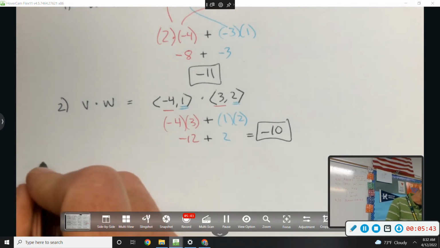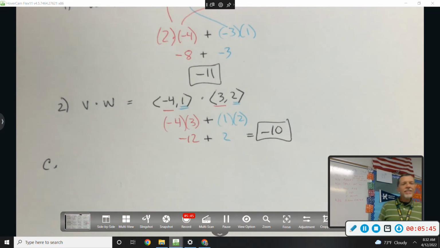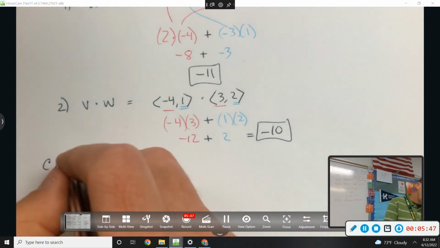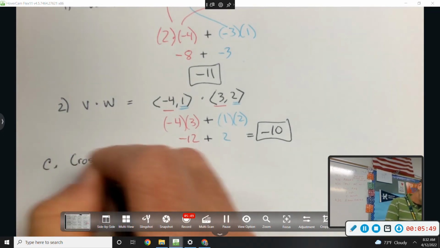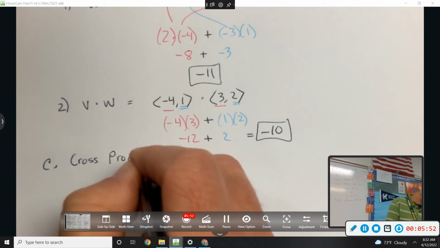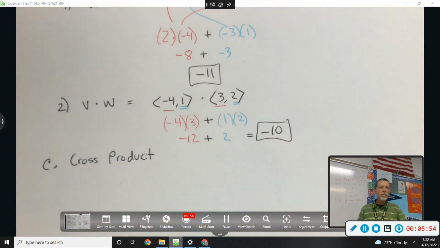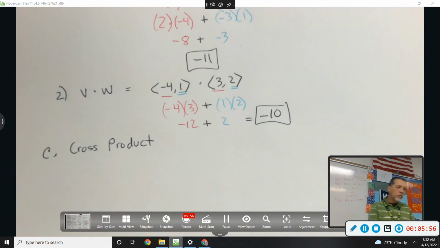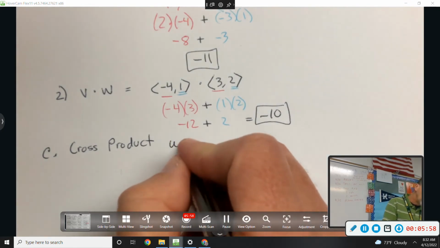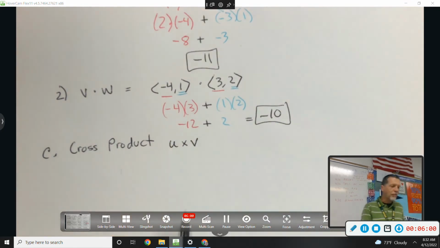So that's dot product. The last type of vector multiplying is called a cross product. And the symbol for this one is the little X, like the first symbol you learned for multiplying.